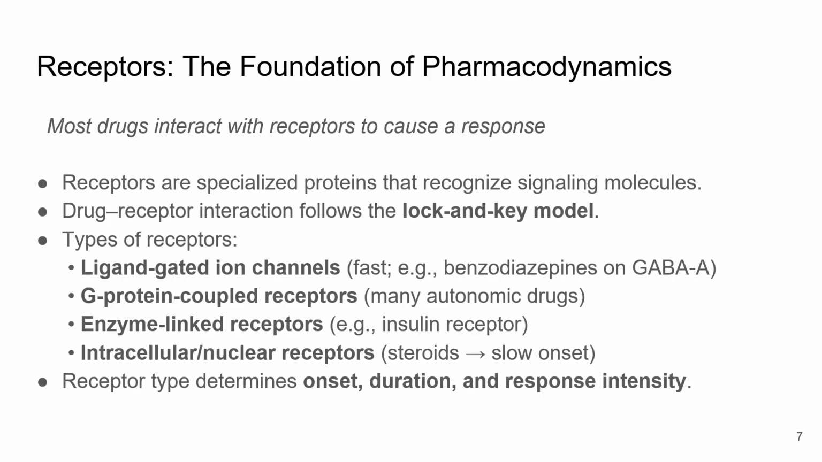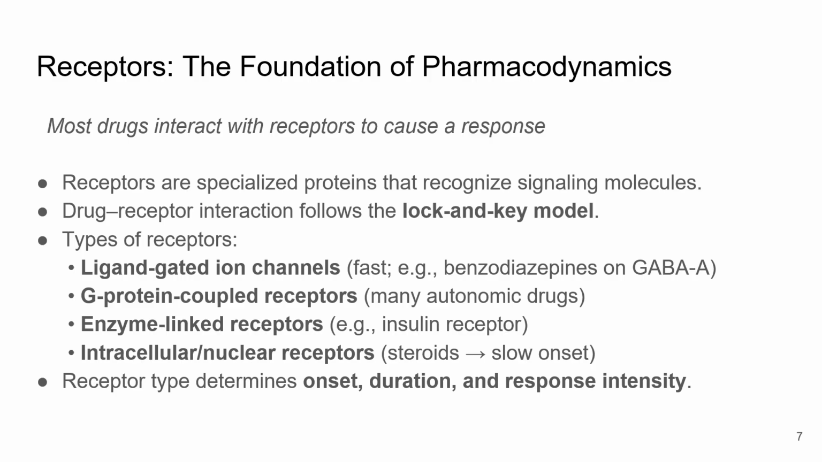Enzyme-linked receptors are things like insulin receptors. These trigger an intracellular cascade, and that changes the cell behavior over minutes to hours. So we're getting a little slower in our onset as we work our way through the slide. And then our intracellular or nuclear receptors. These are things like steroid receptors. They work by altering gene transcription. If you can imagine, altering gene transcription is a longer process. They have a slower onset, but their effects tend to last longer. That's something we keep in mind when we talk about steroids.